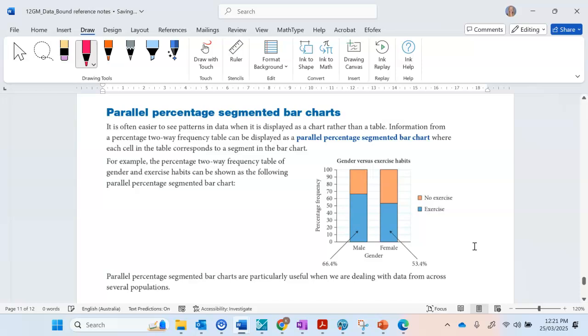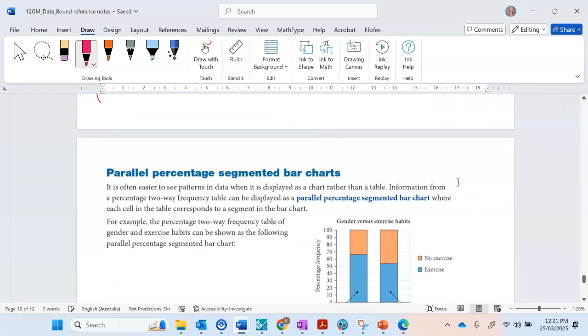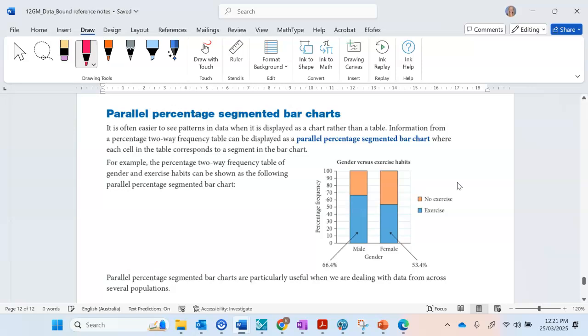All right, then we've got segmented bar charts. So I did cover segmented bar charts in a separate video, but we only had one bar as opposed to comparing. So here we've got the same data as in this table, but now in a segmented bar chart. So we've got one column for male and one column for female, and then their percentage frequency. And we've got a color for each.